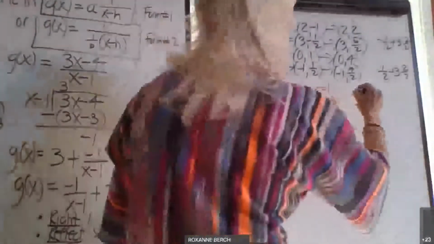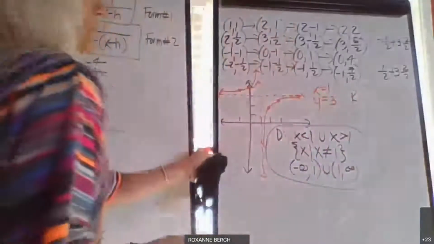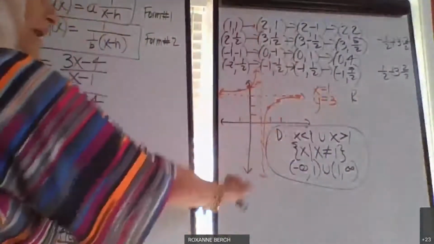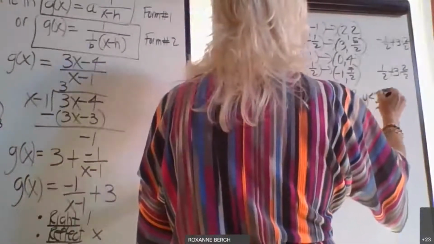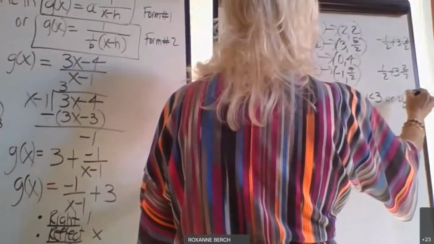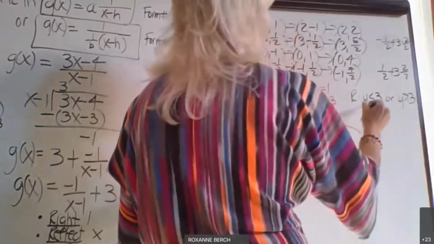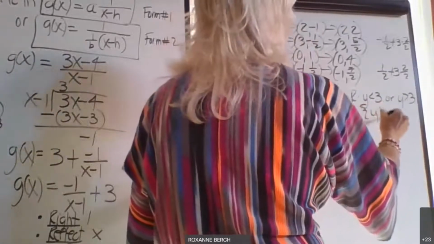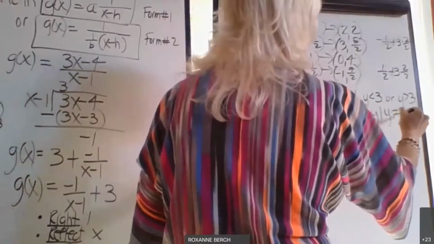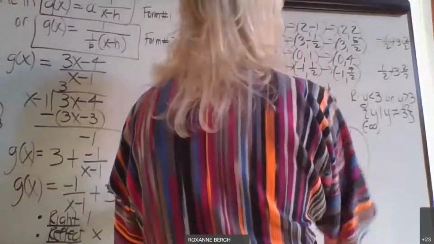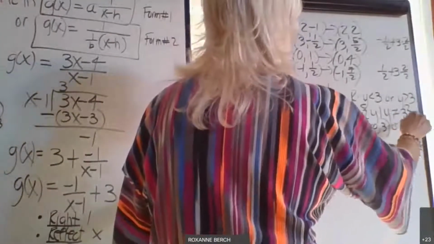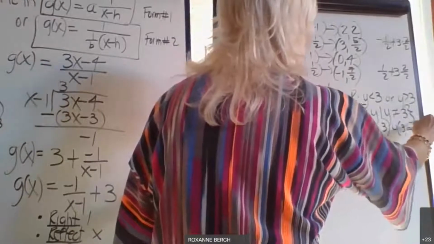The range would be everything but 3. So it would be Y less than 3 or Y greater than 3. In set notation, it would be Y such that Y is everything but 3. And the interval notation would be negative infinity up to 3, open, or 3 up to infinity.